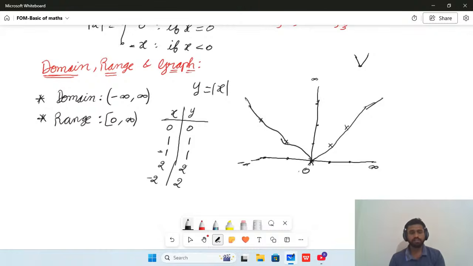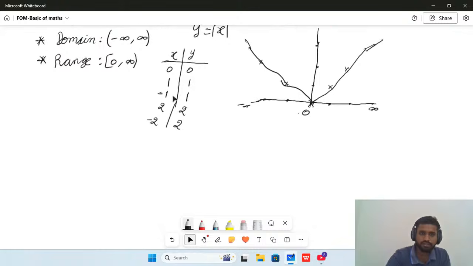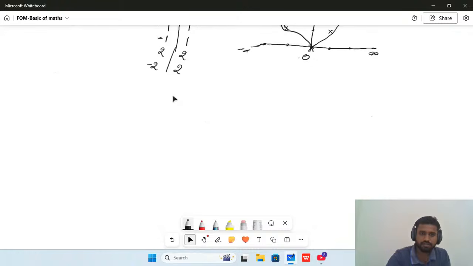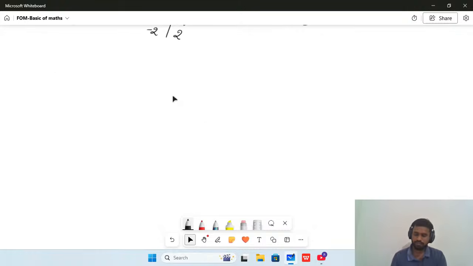So domain is from minus infinity to infinity, range is from 0 to infinity, and the graph of this modulus function will be in the form of a V shape. So coming to the next topic, which is how to open the modulus function. So the next topic is how to open this modulus function. I can keep a side heading, opening modulus function.